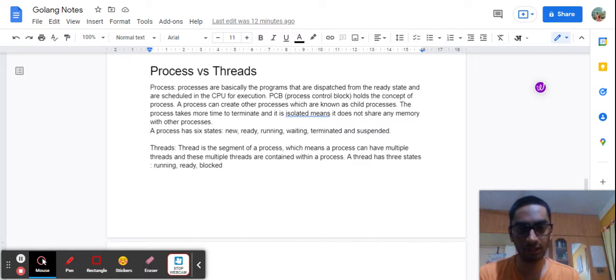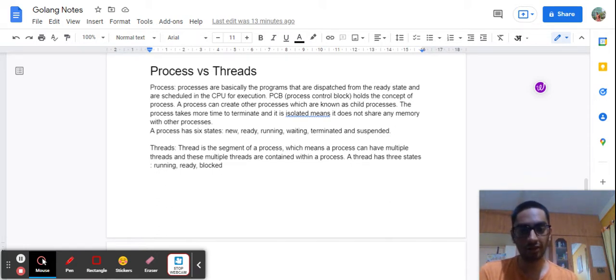The last two states are terminated and suspended. Terminated is once the program has completed its execution, it will be put into the terminated state. And the last one is suspended. Suspended is when a sudden error occurs in the execution of a program, then it is put into the suspended state for the error to be resolved.